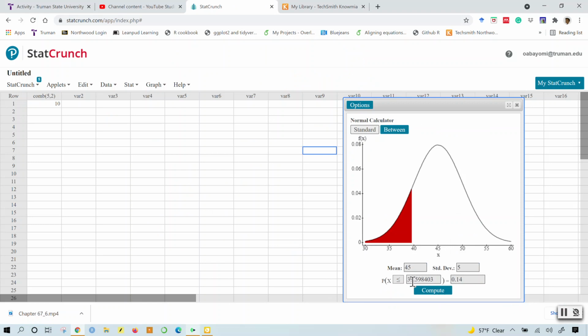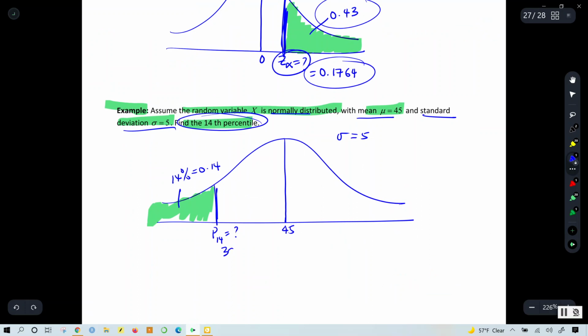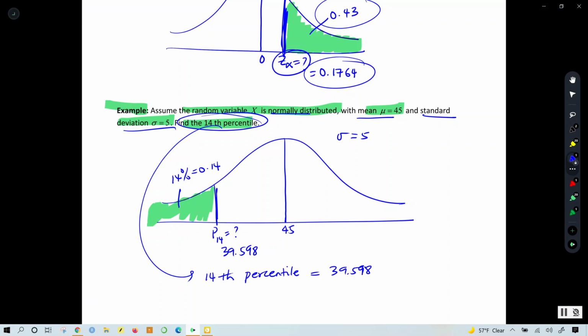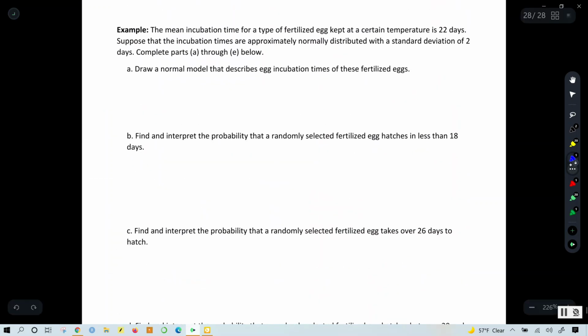That is 39.598, approximately 40. So that is that number. So the 14th percentile is equal to 39.598. You may be required to round it off to as many decimal places or even a whole number. So you can adjust accordingly when you're working on a similar problem. Then we proceed to the last example here.